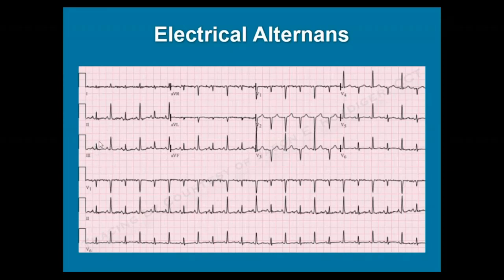This is amplitude, how high up that big spike goes. This one is short, that one's tall. This one's short, that one's tall. This one's short, that one's tall. That is electrical alternans. That is highly indicative of cardiac tamponade.